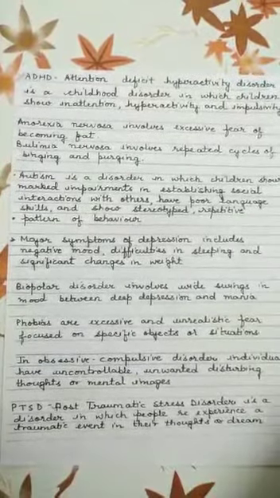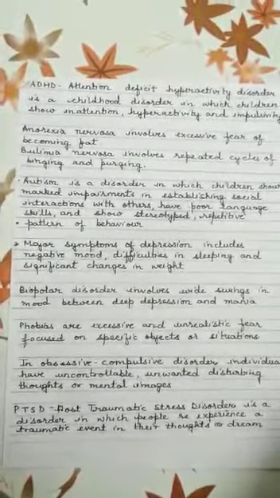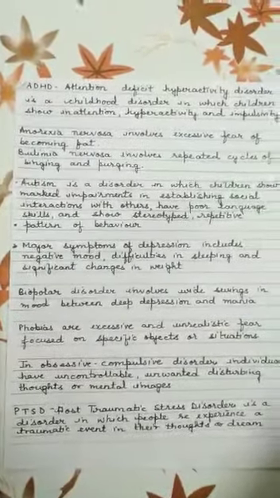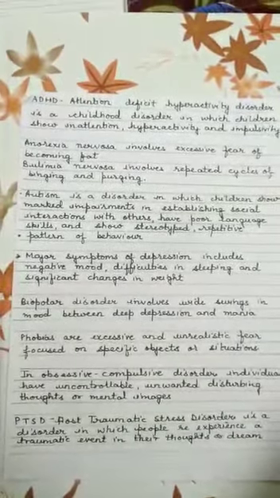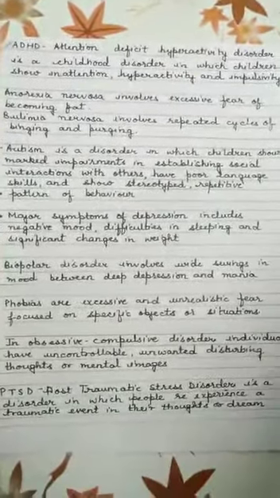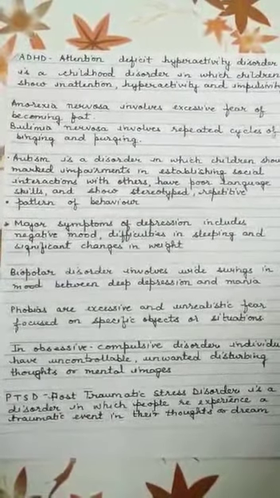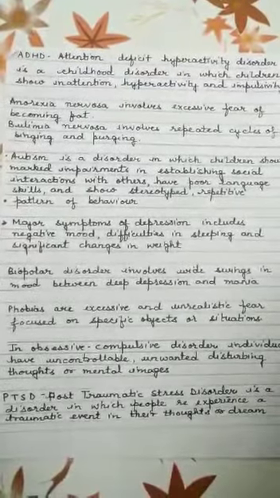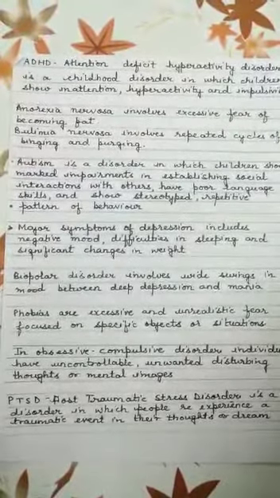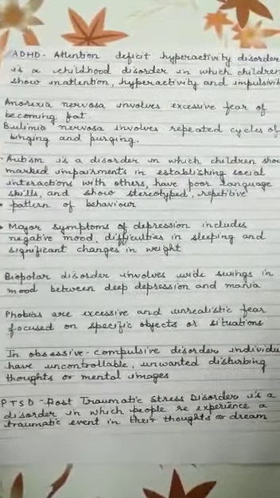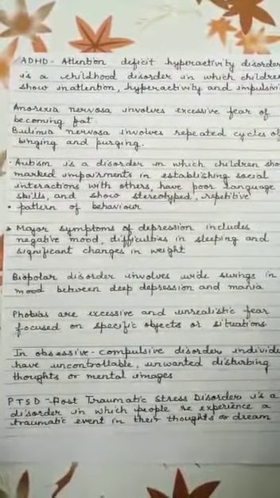Now talking about another type of disorder, that is depression. It includes a negative mood, difficulty in sleeping and significant changes in weight. So in this chapter we are going to discuss depression, what is depression and what are the symptoms of depression. Now children, talking about another type of disorder, that is bipolar disorder. In this disorder, a particular individual tends to show wide swings in mood between deep depression and mania. So children, bipolar disorder is a disorder in which symptoms of depression and mania can be seen.